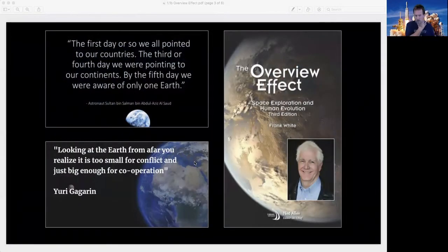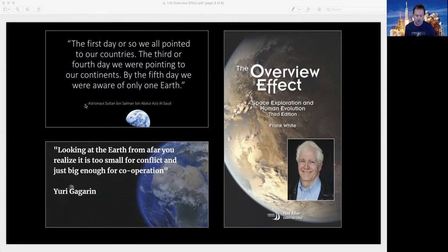So one of the things you'll see here are some quotes. The quote in the upper left is by the astronaut Sultan bin Salman. He says in the video that the first day astronauts get up there, they point to their own countries: gee whiz, there's my country. A couple of days later, they're saying, well, there's the continent of Africa. And by day 5, they just see the Earth. So you make a mental transfer from something broken into parts and subdivided into something that's a single Gaia, the planet Earth.